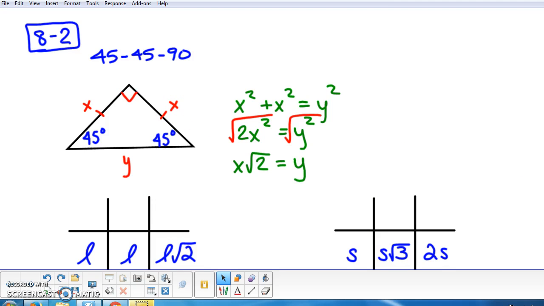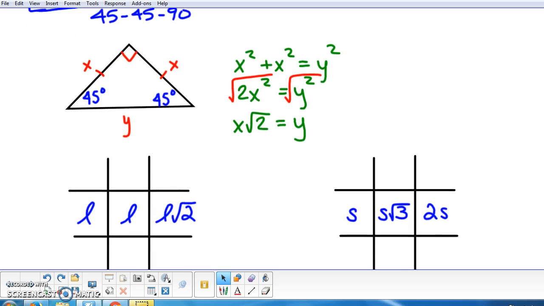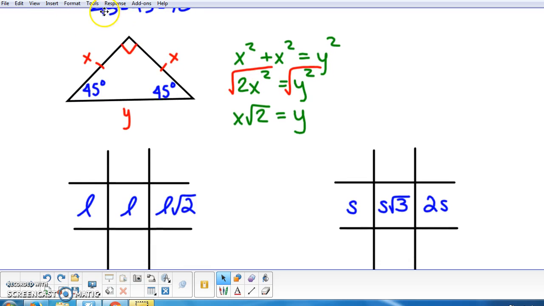Let's see how that works down here. This would be a 45, 45, 90. Means the legs are the same, and I have the length of the leg times root 2. You can use any variable you want here.